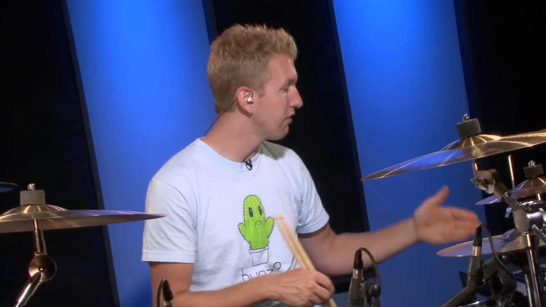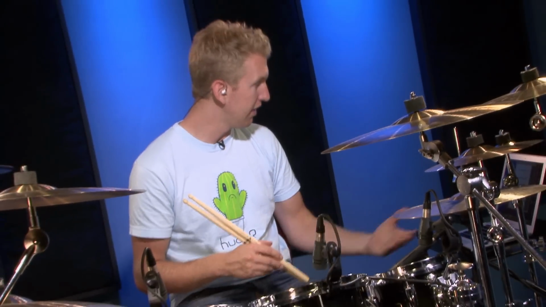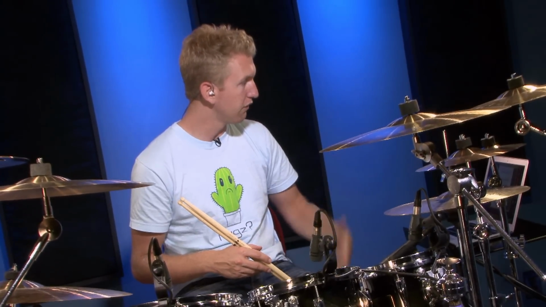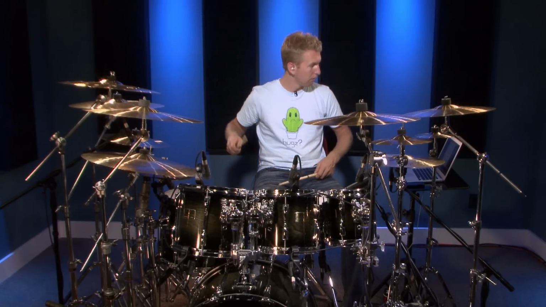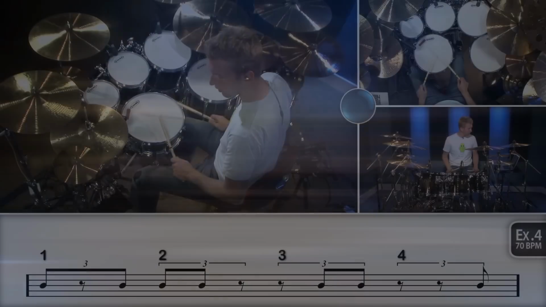So you notice there's rests on the and of one, the and of two, the and of three, and then the and of four. So again, just on the leg, one and a, two and a, three and a, four and a. That's the rhythm. Let's put it on the snare drum.